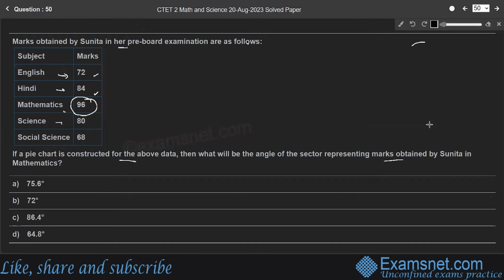So here students, in a pie chart, we represent the marks obtained by her at some angle, right? If you consider a circle, the total angle at the center of the circle is 360 degrees. So out of 360 degrees, what angle represents the marks obtained by her in mathematics? For that, we need the total marks obtained by her.